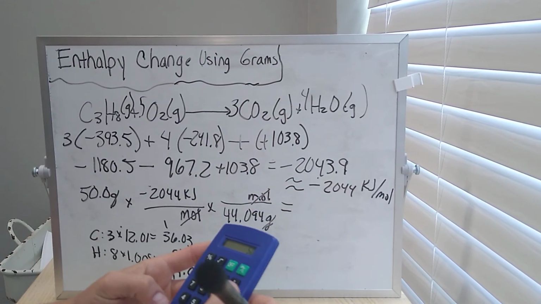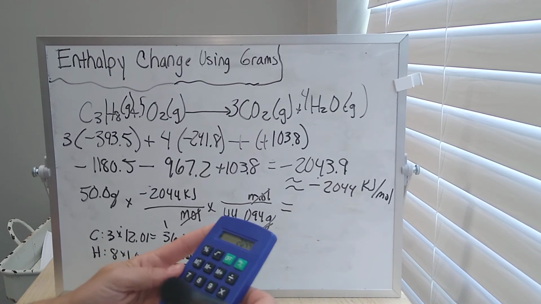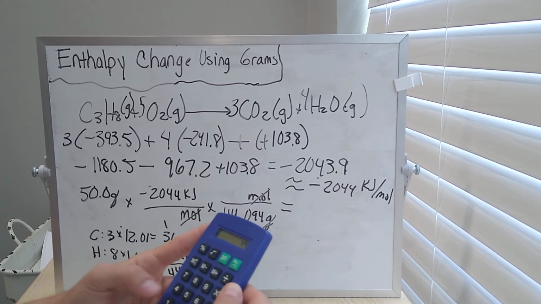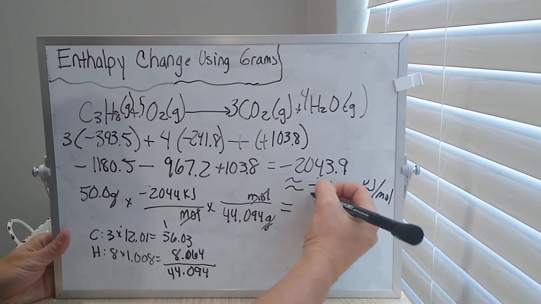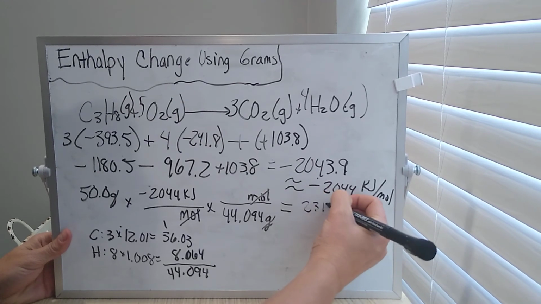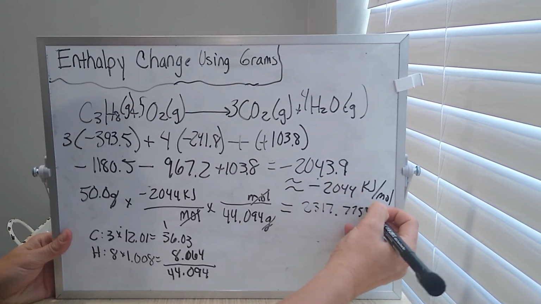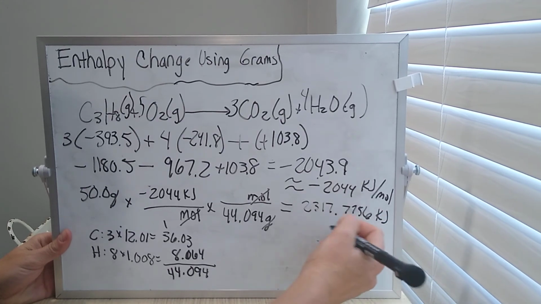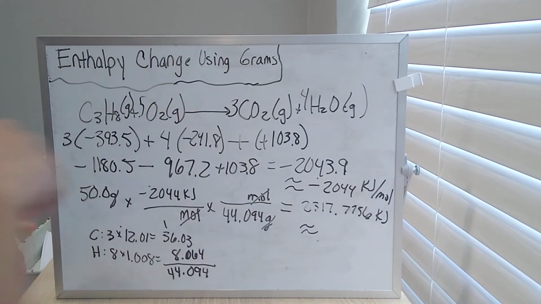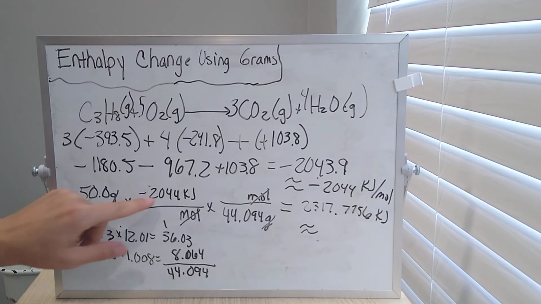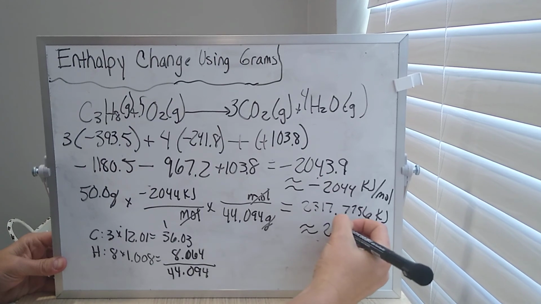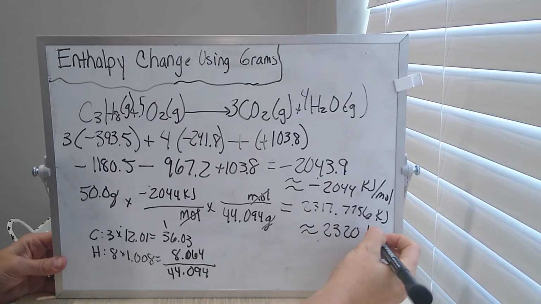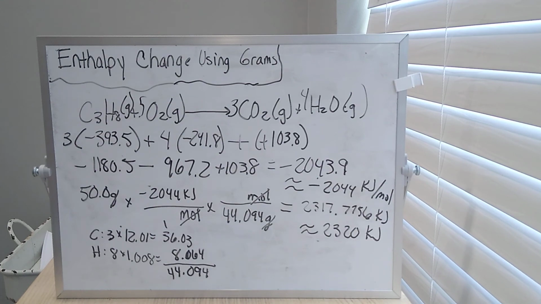So 50 times 2044 divided by 44.094 equals, okay, so the exact value is 2317.7756 kilojoules. That's a little bit long and we need to use sig figs. So let's see how many we got. We have 3, 4, and 5. We're going to use the least amount of 3. So that will leave us 2,320 kilojoules of heat for 50 grams of propane in this balanced equation.